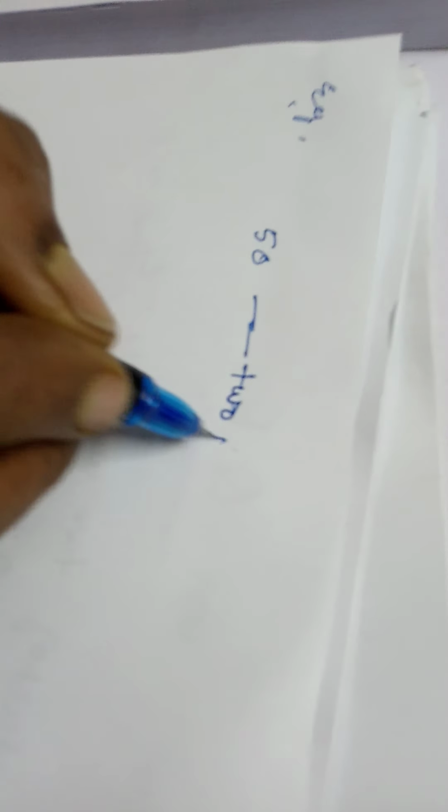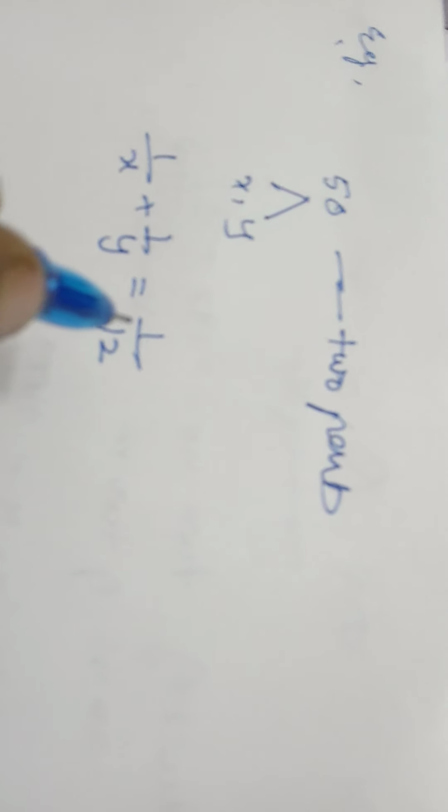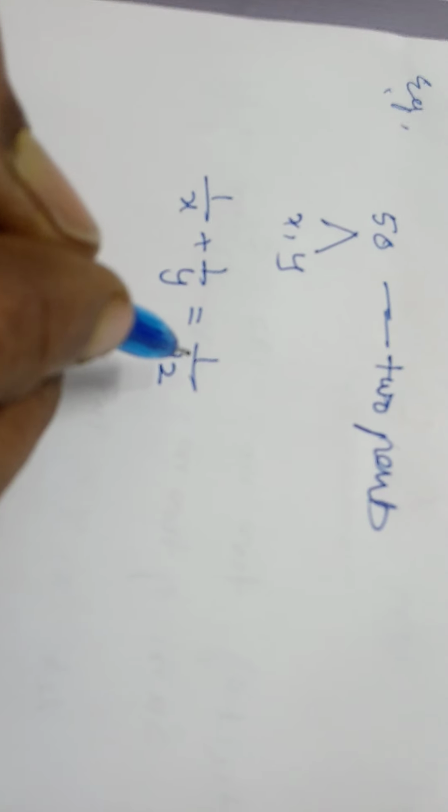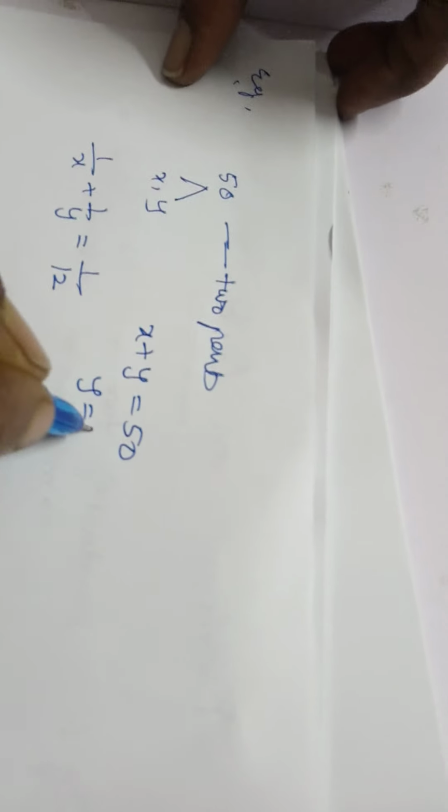You understood? Like that we will go through a few examples. Here the question is: 50 is divided into two parts. Sum of their reciprocals is 1 by 12. So we will take the parts as x and y. That is 1 by x plus 1 by y is equal to 1 by 12. That they have given. Now we should find the numbers. So x plus y is equal to what here? 50. So y is equal to 50 minus x.